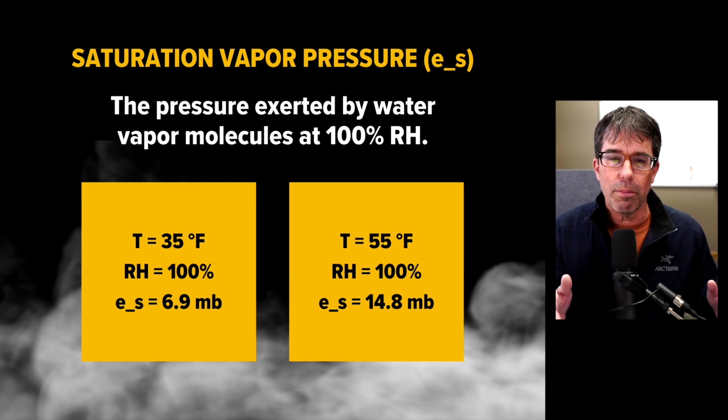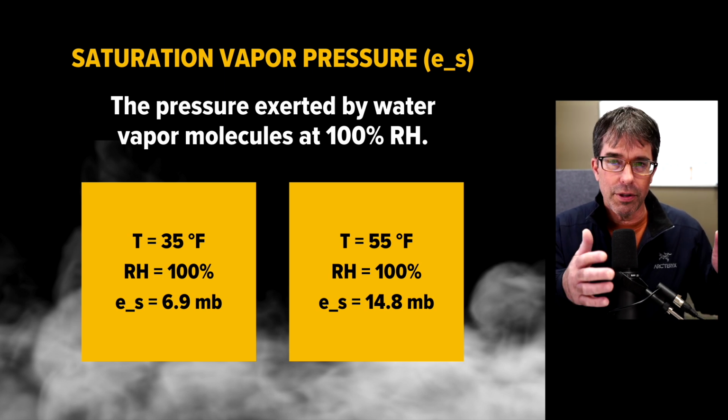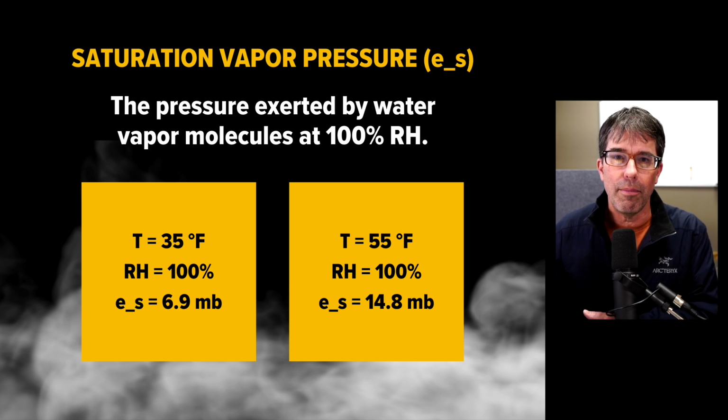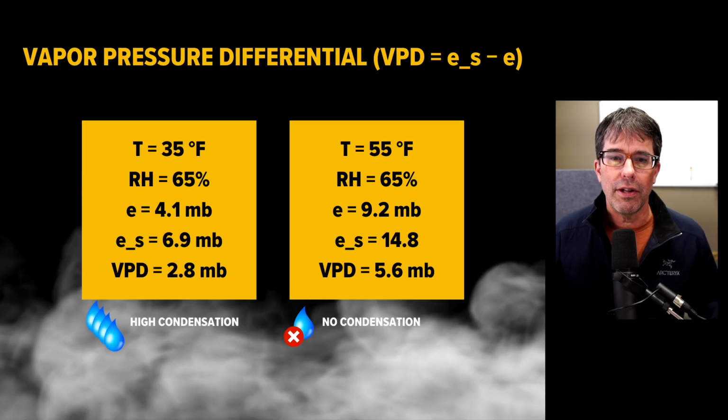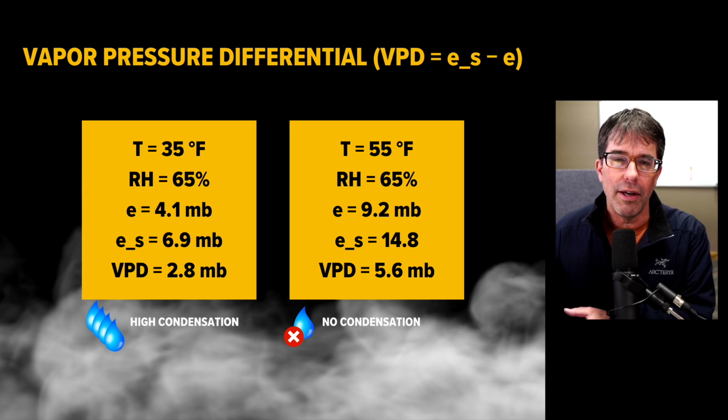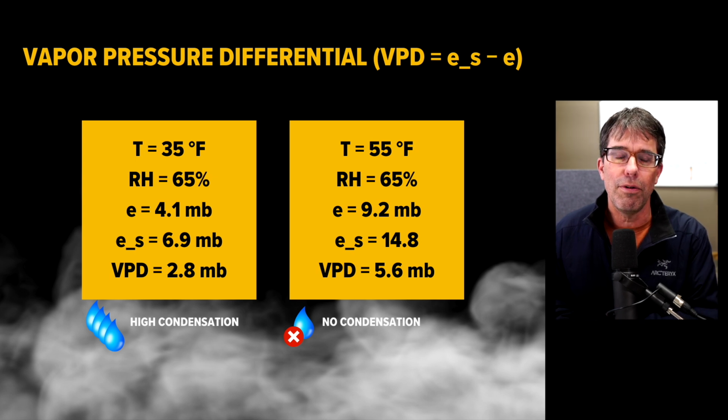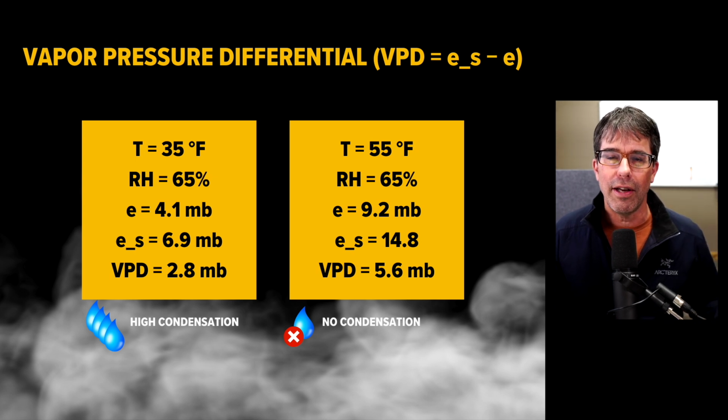However, what if we looked at the vapor pressure differential, the difference between the saturated vapor pressure and the ambient vapor pressure? So here's the calculation shown for each scenario. On the left-hand side, we have a condition with 35 degrees Fahrenheit and 65% humidity, and we can calculate the vapor pressure differential to be 2.8 millibars. On the right-hand side, we have an ambient temperature of 55 degrees, a relative humidity of 65%. We can calculate the vapor pressure differential to be about 5.6 millibars.